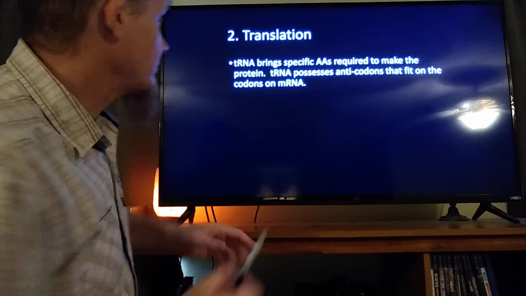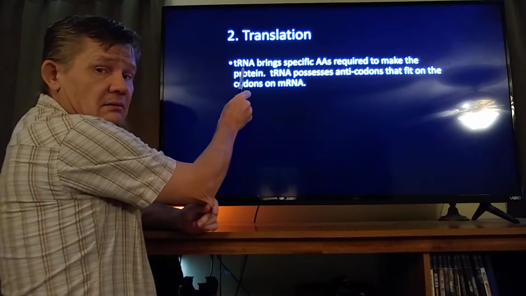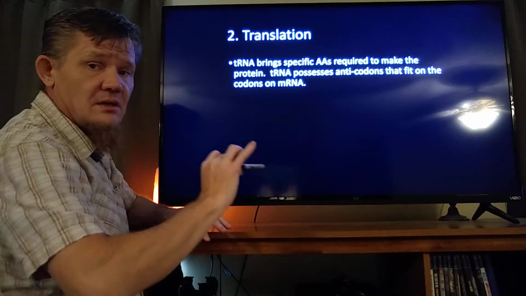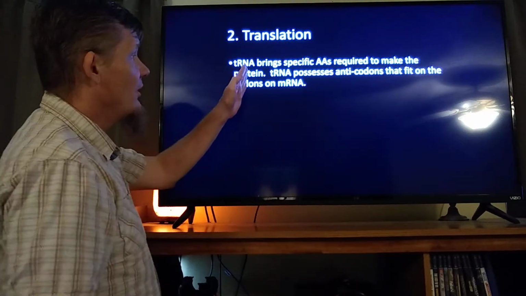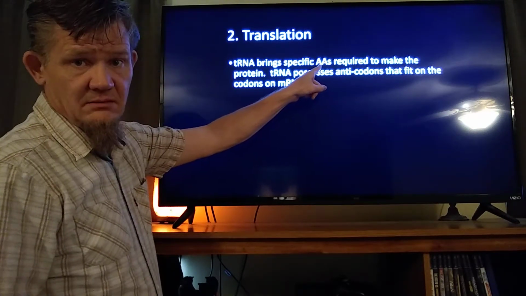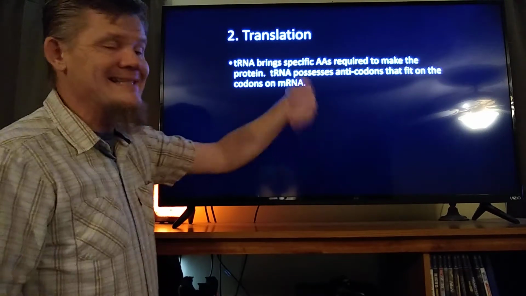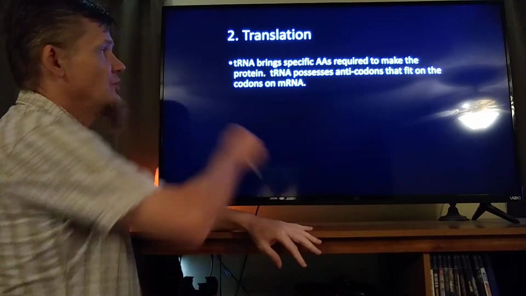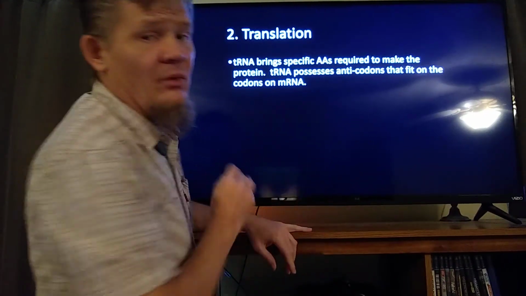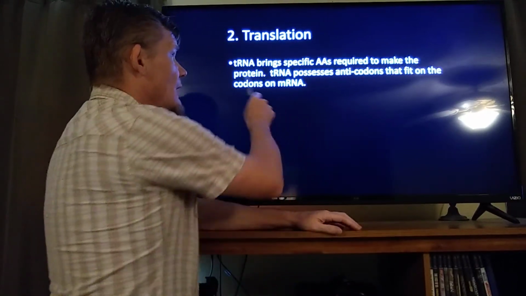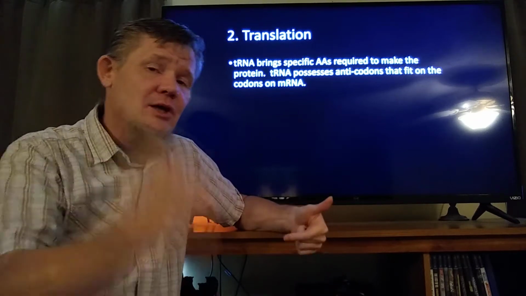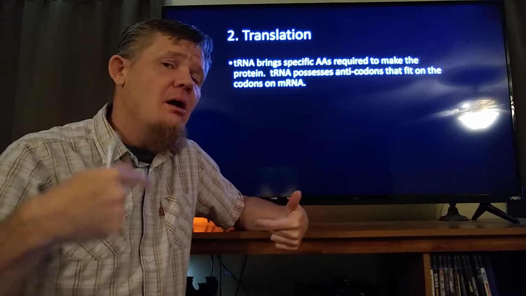Transfer RNA, that's Sarah, or Jeff, or Taylor, or Amanda, or Sherry, or whoever it was that we called for, all right? Transfer RNA, that is the helper who brings the ingredient, the specific ingredient that has to go next in line. All right? Transfer RNA brings the specific amino acids. Anywhere in my notes that you see AA, it always means amino acid. Transfer RNA brings the specific amino acid required to make the protein. Transfer RNA possesses the anticodons that match the codons on RNA.